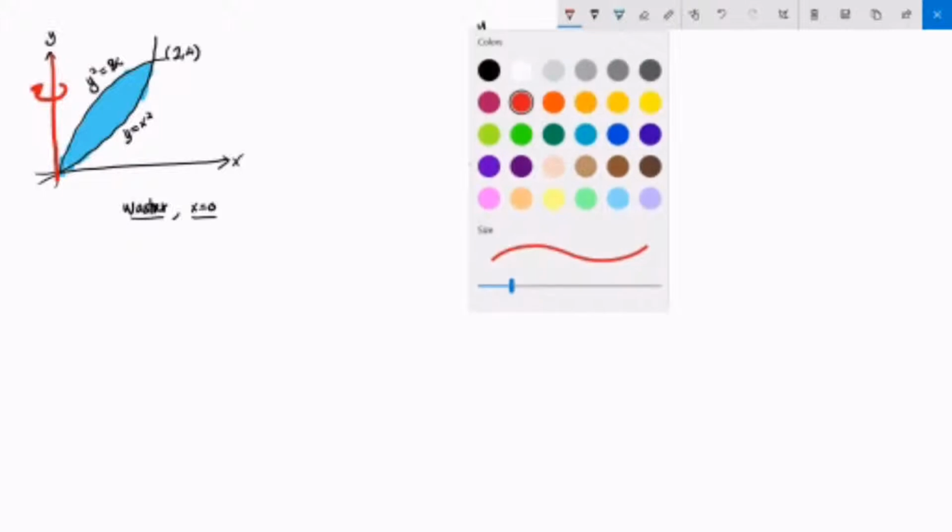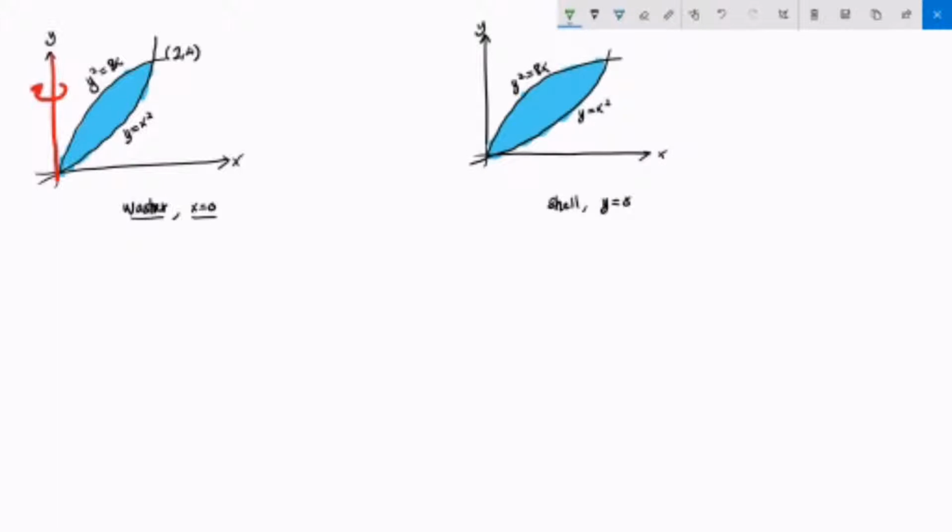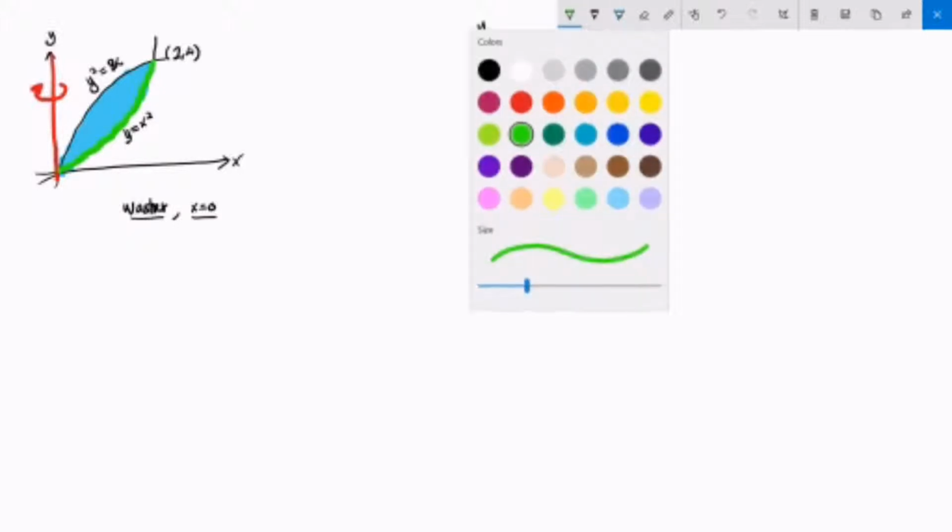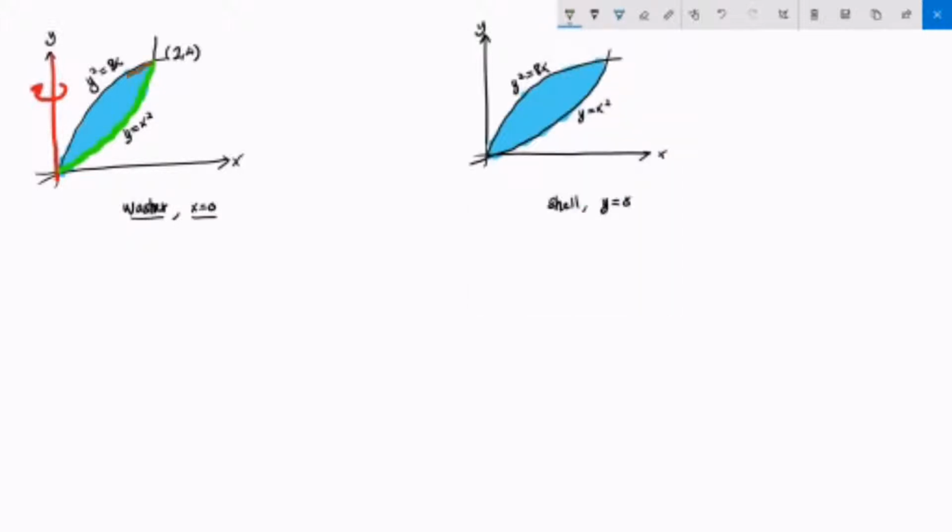So firstly, what we have to do is determine the outer radius. So this is the axis. Of course, the outer radius will be this one, right? So this is the outer radius, whereby the inner radius is given by this one. So this is the inner radius. Now we would write the outer radius and inner radius.